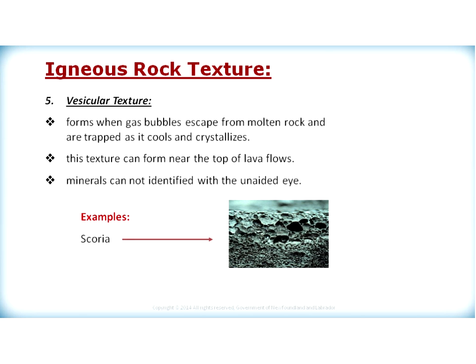The fifth volcanic igneous texture would be called a vesicular texture. A vesicular texture forms when gas bubbles escape from molten rock and are trapped as it cools and crystallizes. This texture can be formed near the top of lava flows, and minerals cannot be identified with the unaided eye. An example of this type of texture would be scoria if it was a mafic magma, and also pumice would form if it's a felsic magma.